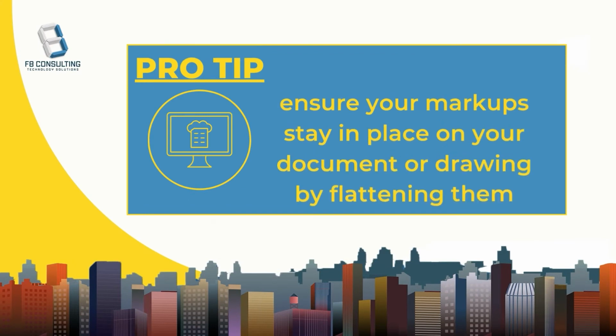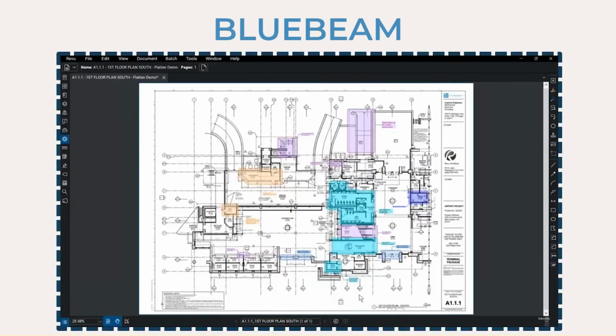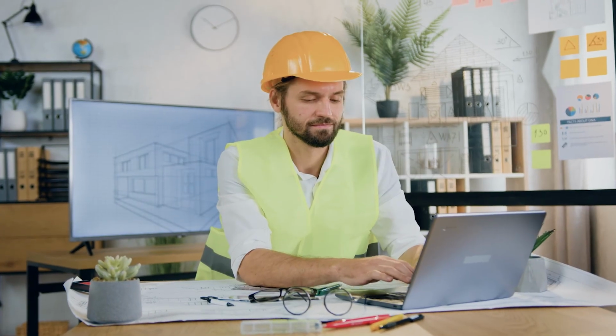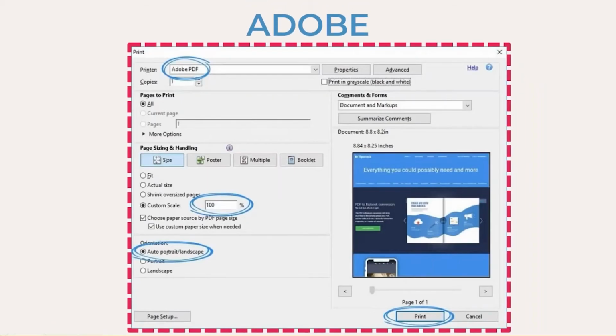And here's a pro tip on your drawings. You can ensure your markups stay in place on your document or your drawing by flattening them. And this is what that looks like in Bluebeam. It's kind of just a static document at this point once it's flattened. Great for sending out if you're not looking to have any reviews done just yet, or edits rather, or any other markups, just to send out to keep everybody updated. Great way to make sure that it doesn't get moved around once it's passed out of your hands. And then in Adobe, we have something similar, but it is called an Adobe print, an Adobe PDF.